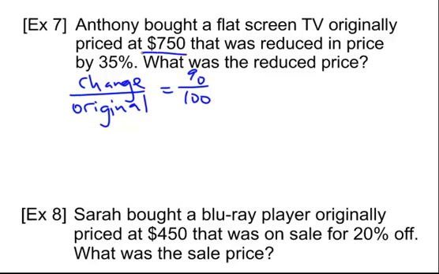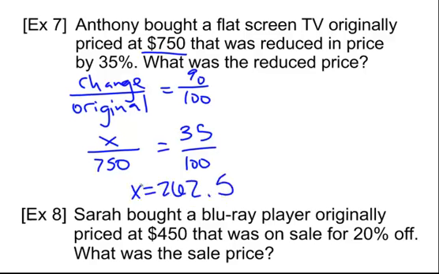So what do you think that's going to be? It's going to be the original because it says originally. Reduced in price by 35%. So we're going to change that by 35%. So what do you think the change is going to be? Well, it's going to be x because we don't know it. We end up cross multiplying 35 times 750 divided by 100, and we get $262 or 262.5.